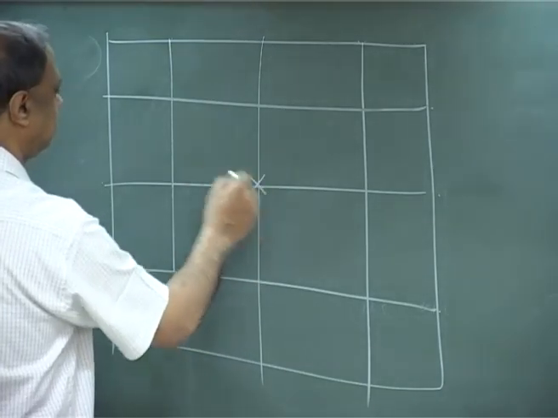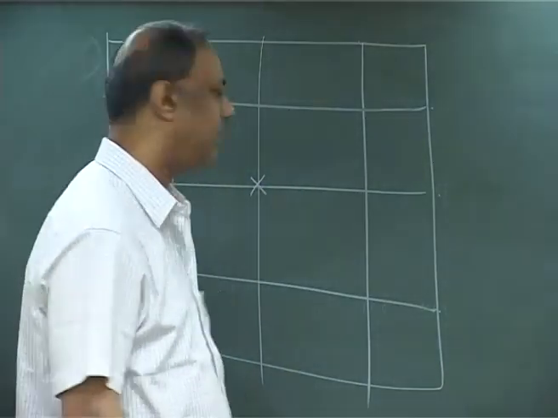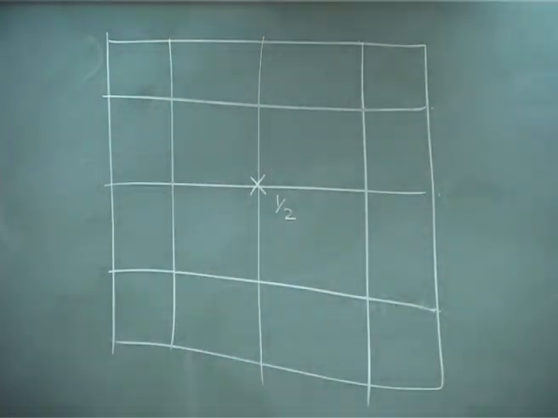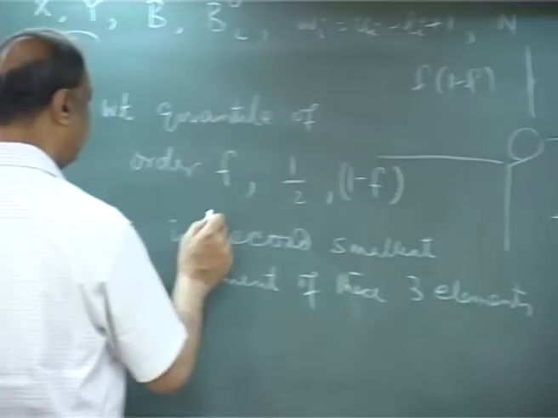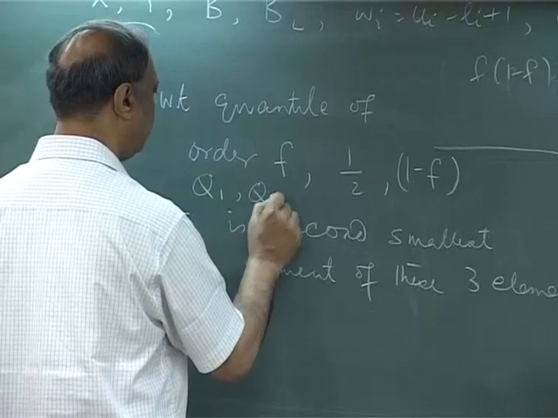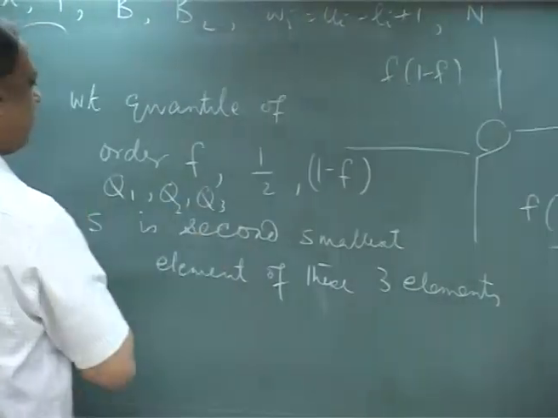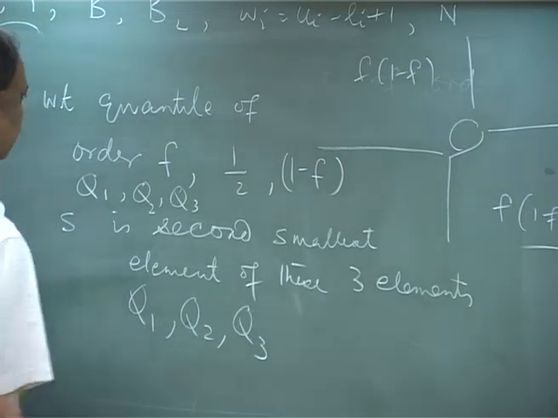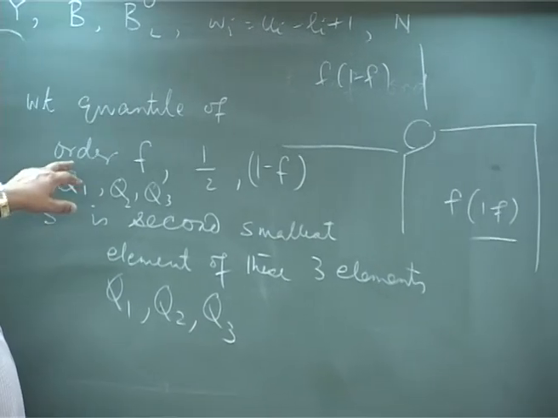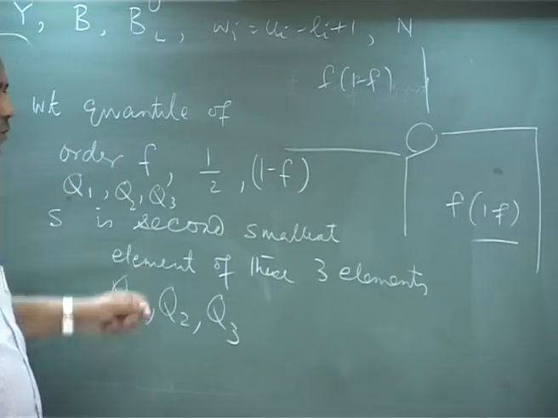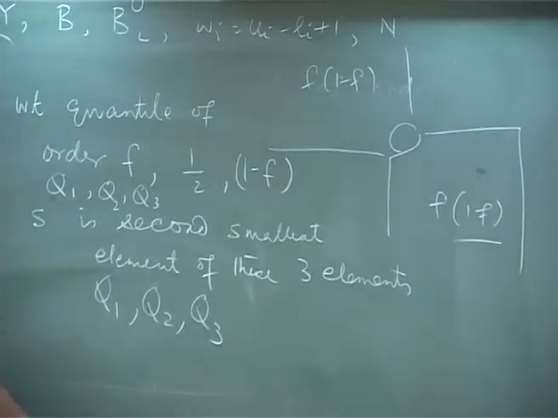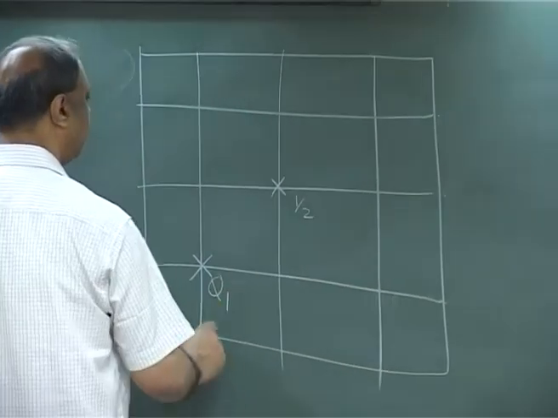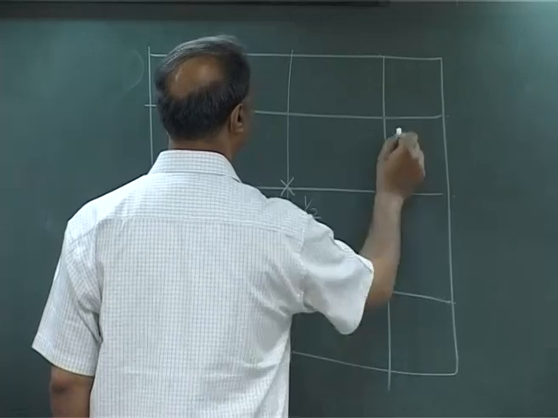this is your order F, order half. Say, let us name them. First weighted quantile order F. Let it be Q1, Q2, and Q3. Right? Three weighted quantiles, named Q1, Q2, and Q3, and S is the second largest element of this. So this is your Q1, this is Q2, and this is your Q3.